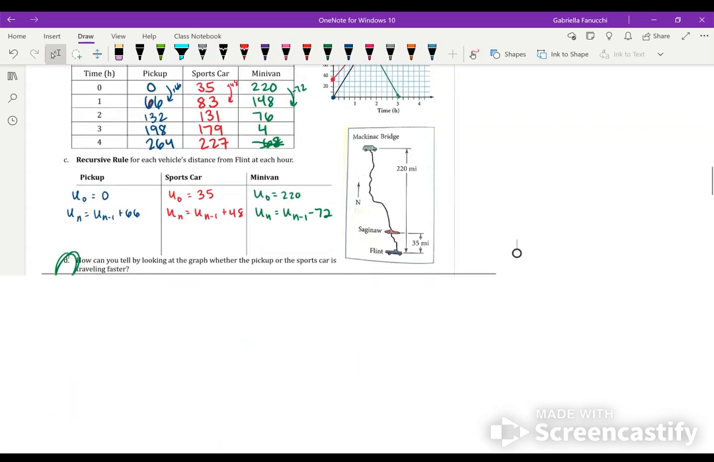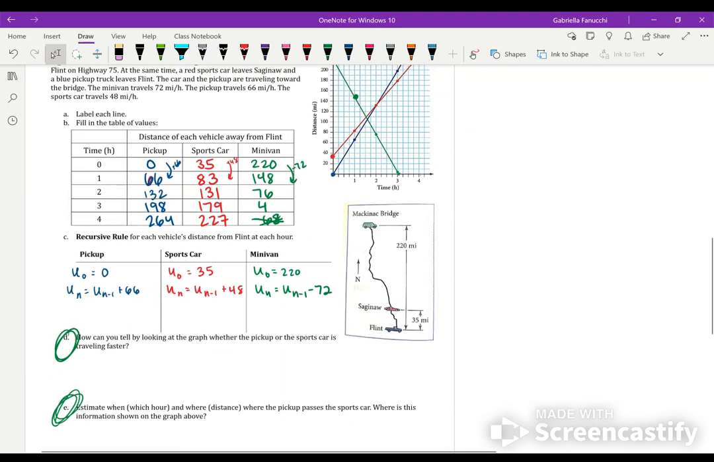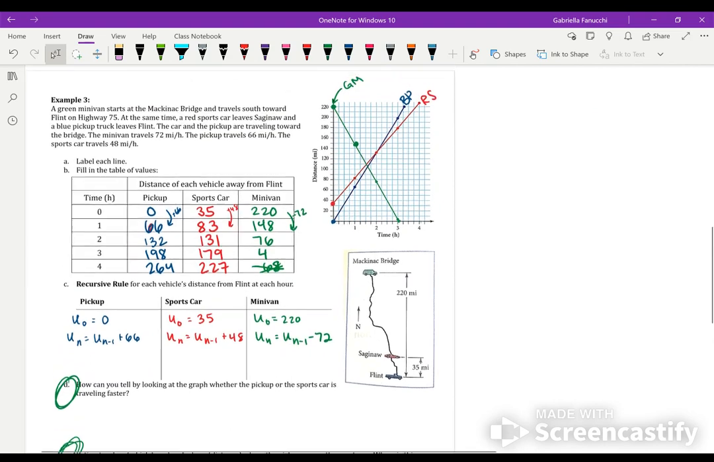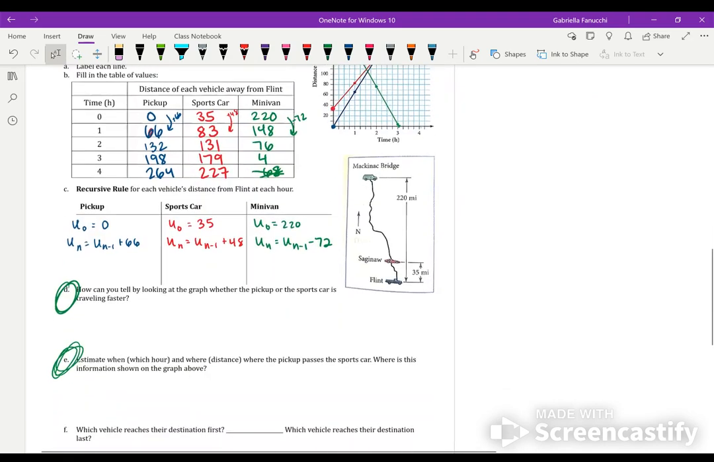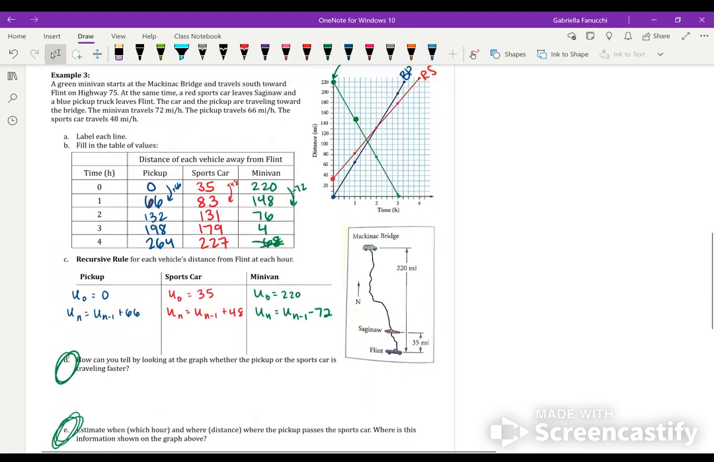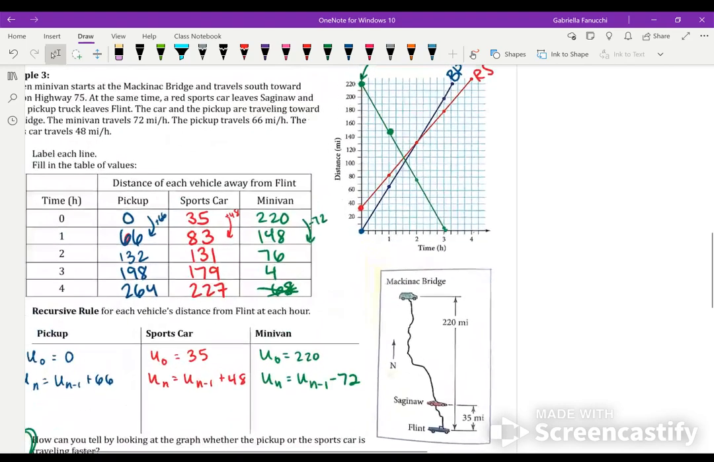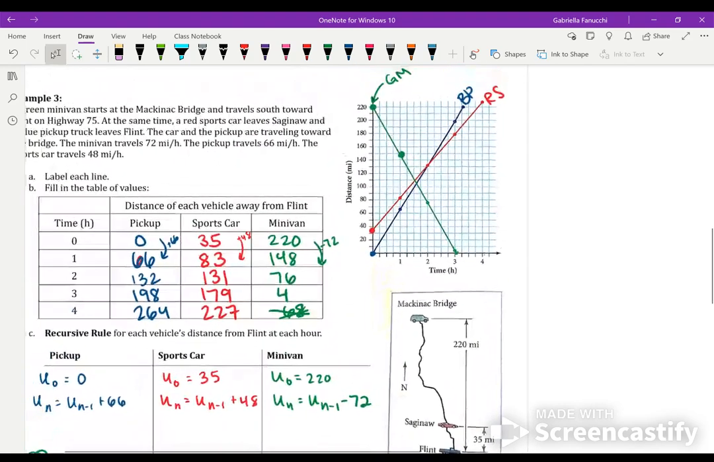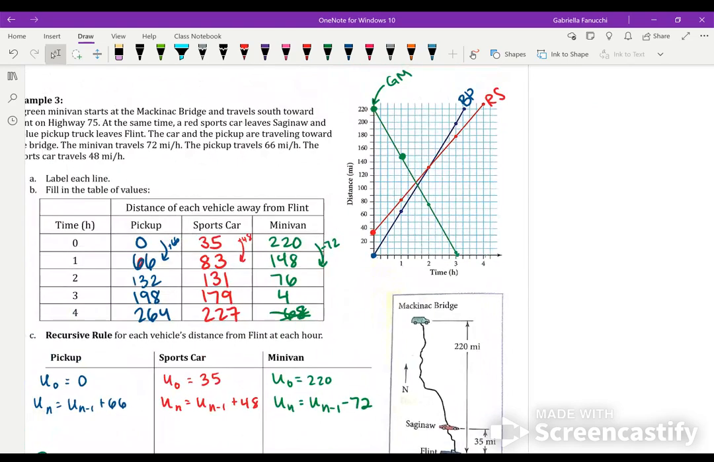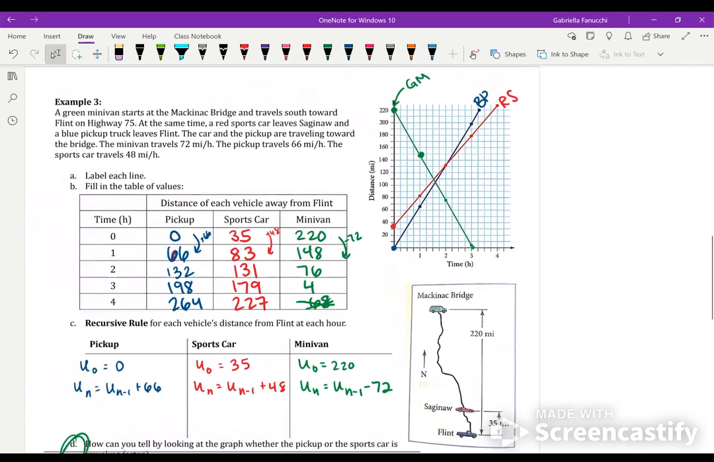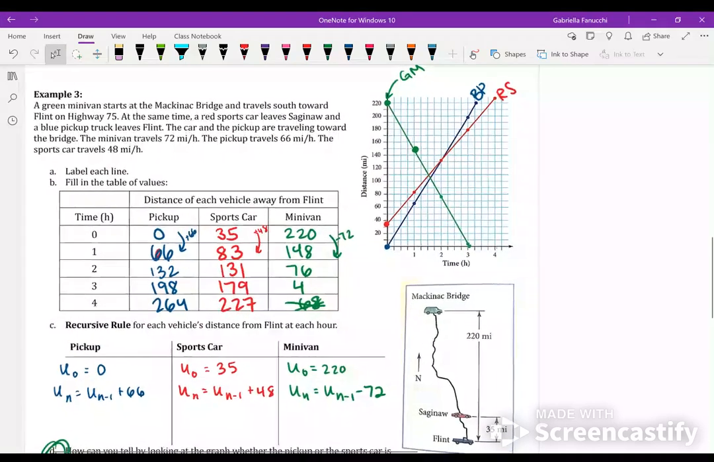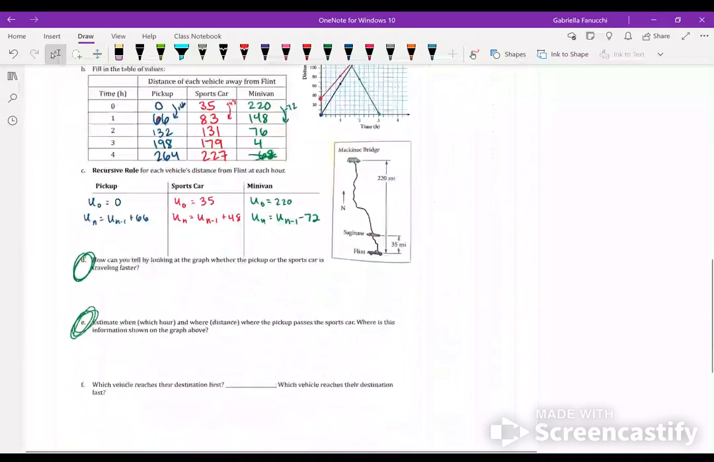Who got to the destination first? Okay. And who got there last? Okay, just based on the time, we can see who was able to reach the destination first just looking at the lines. Okay, I want you also to answer that one.